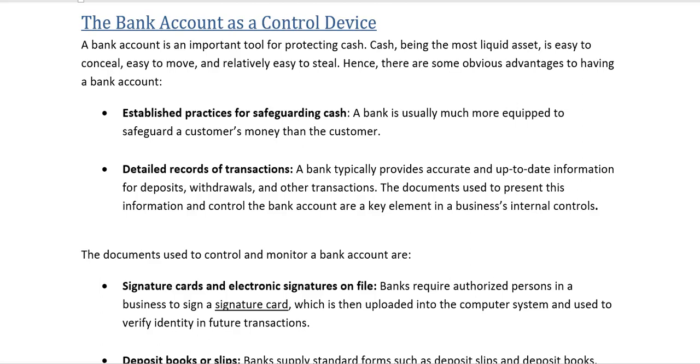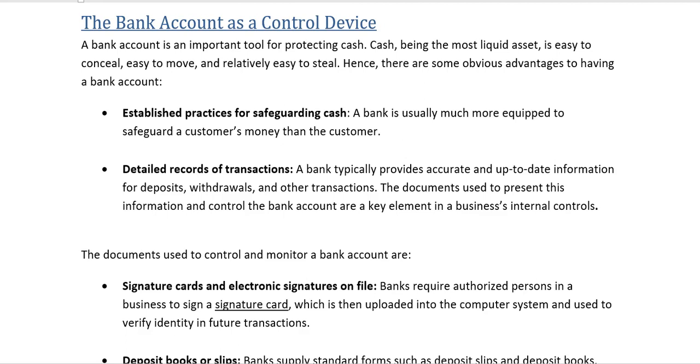The bank account is an important tool we can use to protect cash. Cash being the most liquid asset, it's easy to conceal, easy to move, and relatively easy to steal. Hence, there are some obvious advantages to having a bank account.